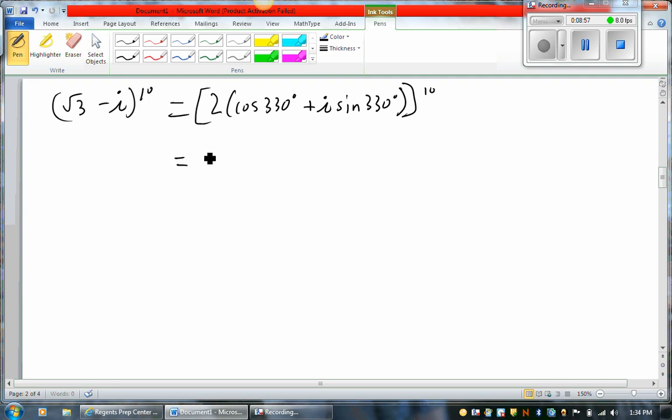Okay, so we have this. Using our rule here, which is r to the n, we have 2 to the 10th, cosine of 10 times 330, plus i times sine of 10 times 330.